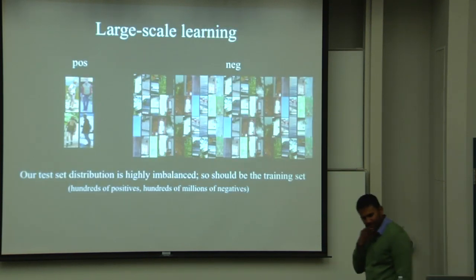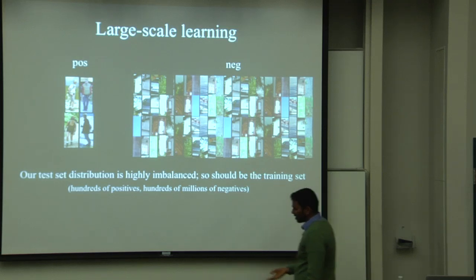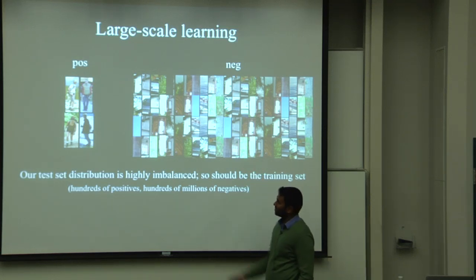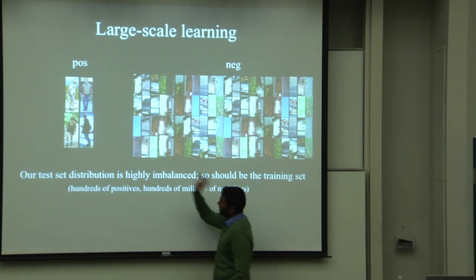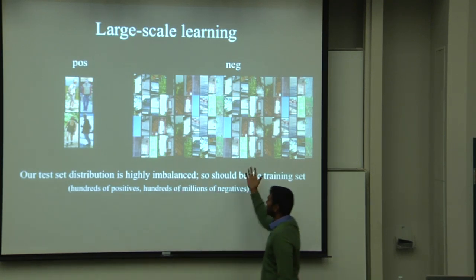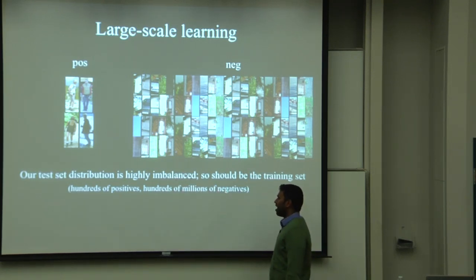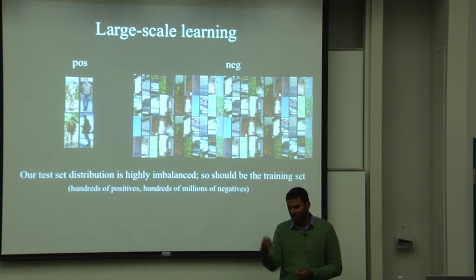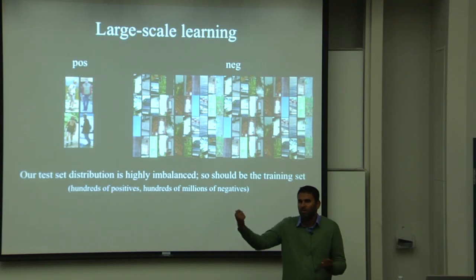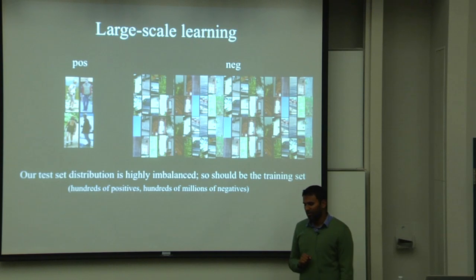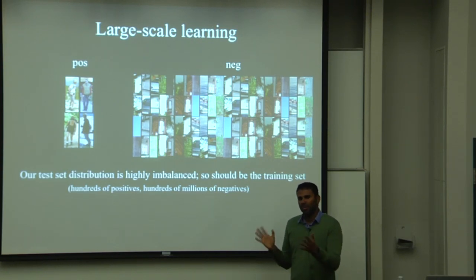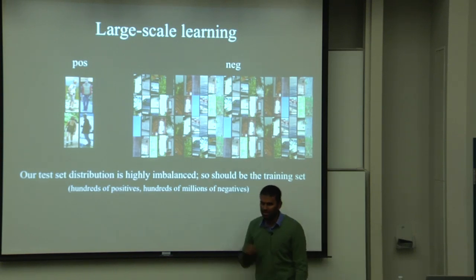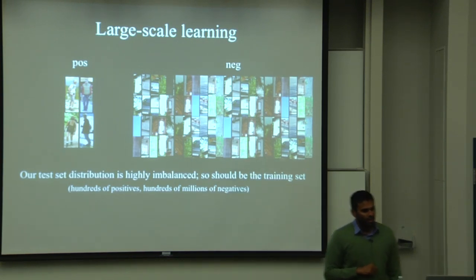Right. Okay. Another crucial aspect of this classification problem is that when you assemble your set of positives, it's important to have a huge set of negatives that you fight against. The reason is that at test time, if you implement this in a scanning window, most of the windows you look at don't contain a person. So you have to fight against a huge imbalanced test set, and ideally your training set should reflect the same distribution you'll see at test time.